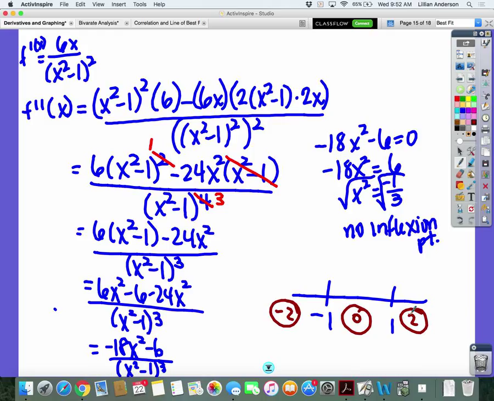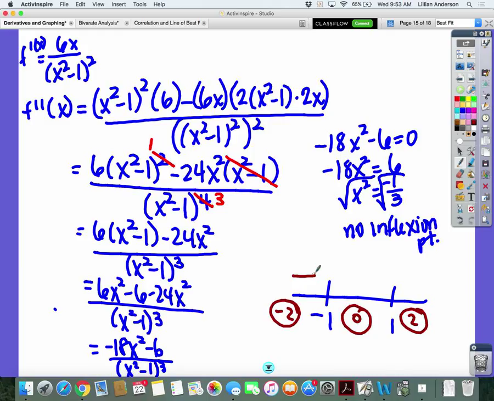When I plug in negative 2, negative 2 squared is a positive 4. 4 times negative 18 is going to give me a negative something, right? And then when I subtract 6, it's still going to be negative, correct? So I have a negative number on the top. When I plug in negative 2 at the bottom, is that going to be positive or negative? Positive. So a negative over a positive is a negative.